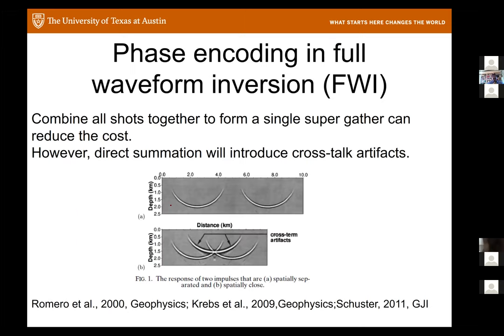And then there is the cost of managing your snapshots. Okay, so what are the things people have done? One simple idea: each time I run a forward modeling operation, it's expensive, and it's linear in the number of shots. The more the shots, the more the expense of computing.